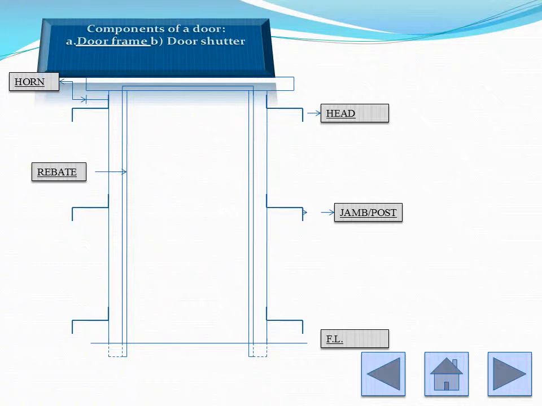We have the components of the door. We have two main components, which are the door frame and the door shutter. Under this one, we are talking about the door frame. At the top left hand side, we have the horn, followed by a rebate. As you can see, we have the head at the top right hand side. We have the second one in the middle, the jamb or post, and the third one, which is the last one at the right hand side here, we have the floor level.